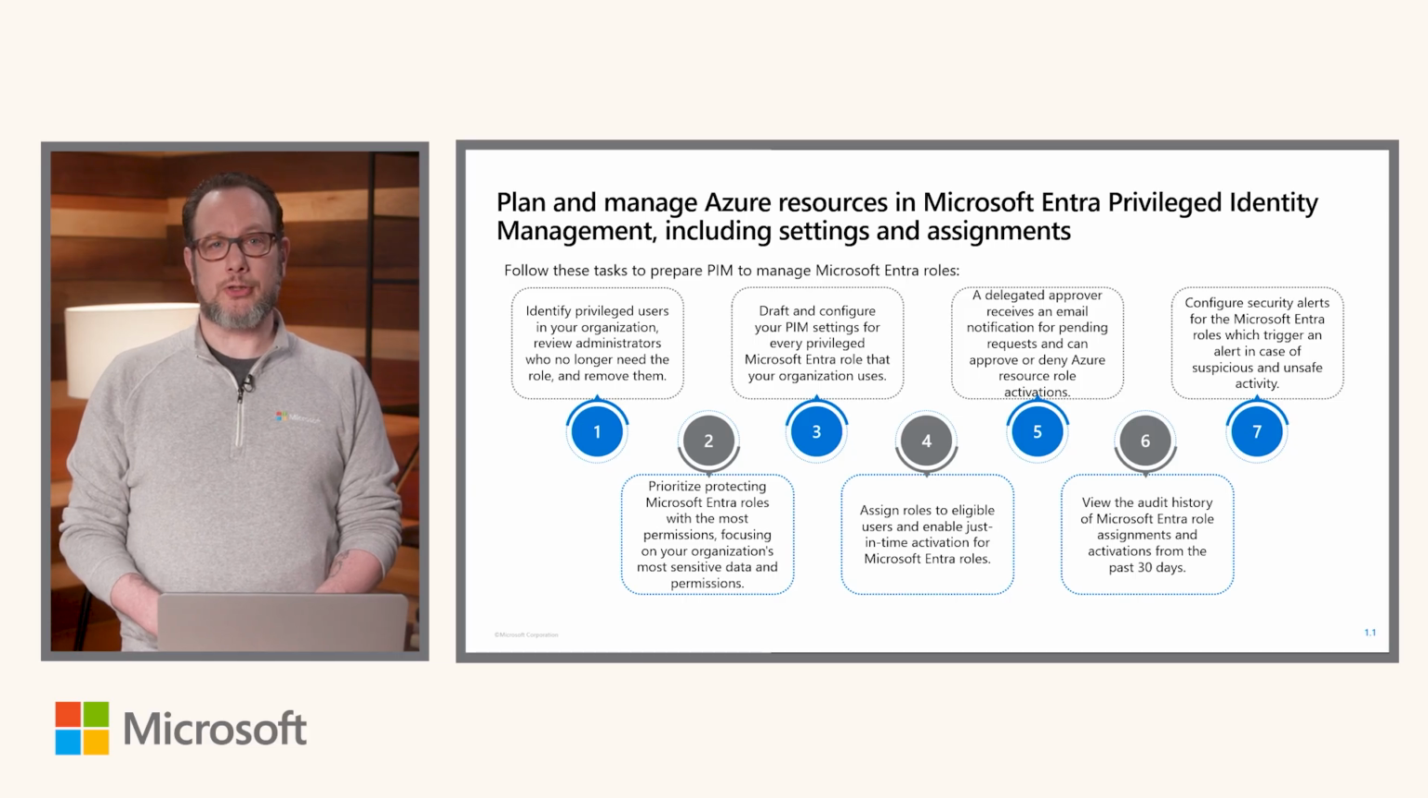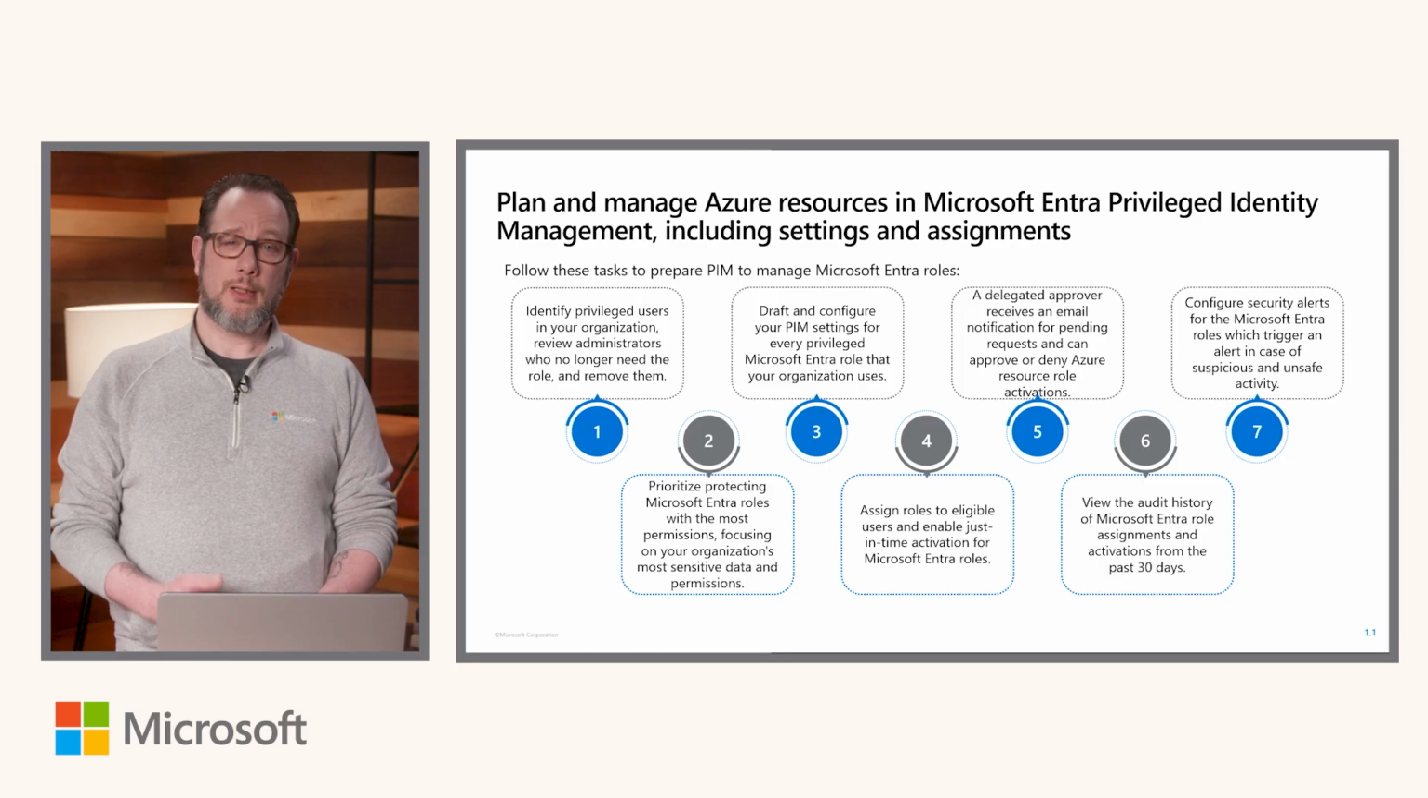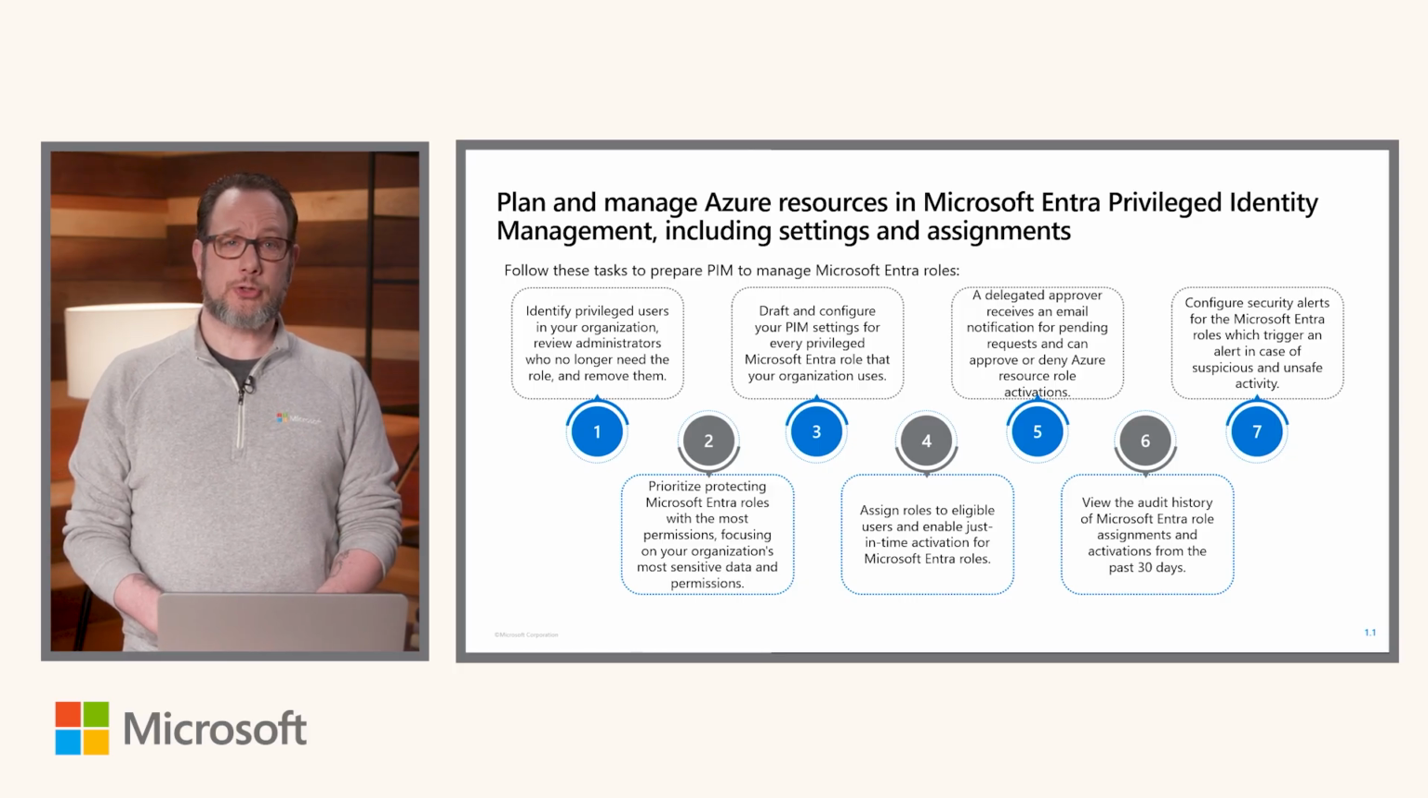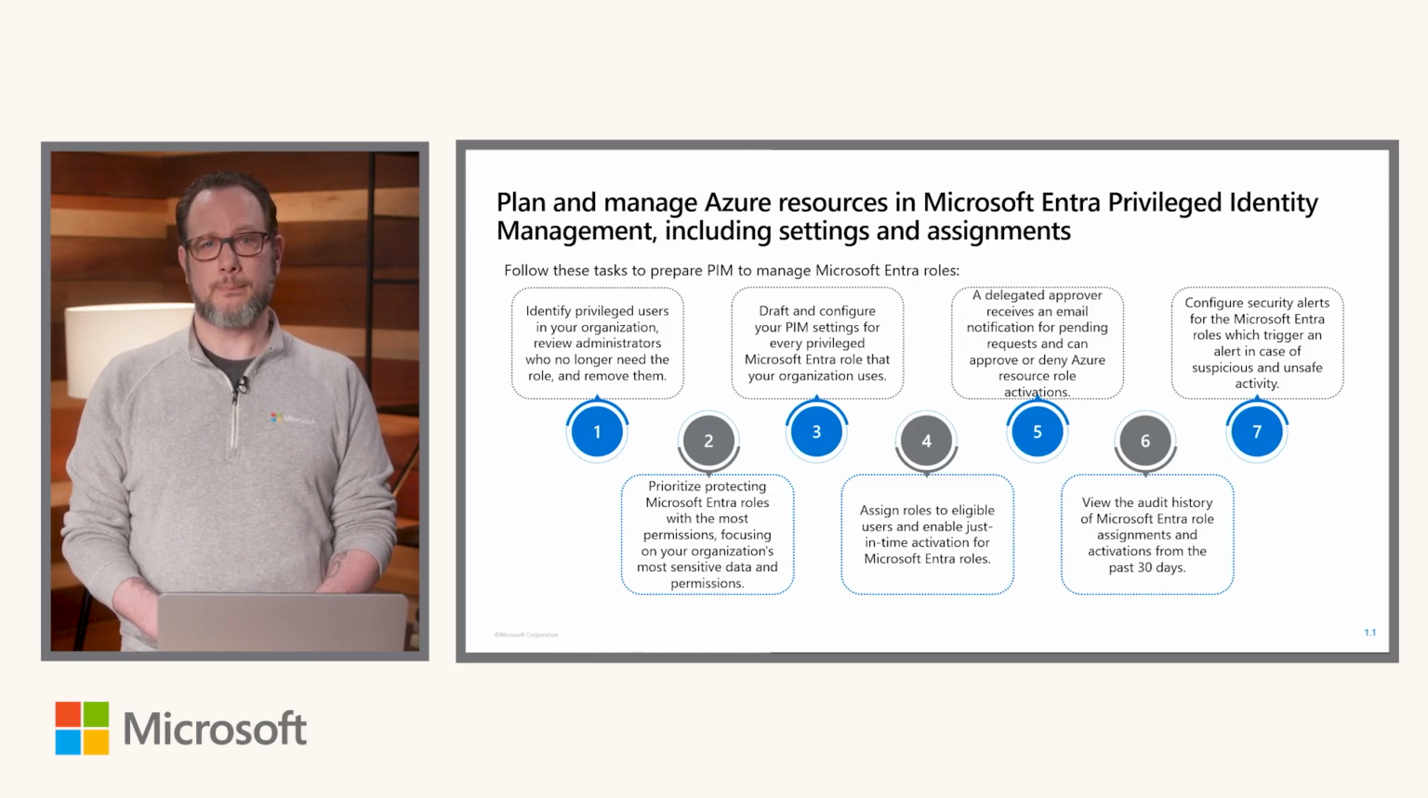Managing identity and access means enabling privileged identity management, or PIM. This slide highlights the different tasks to go through as part of your PIM planning cycle. Make sure you are familiar with the different tasks, but also the order in which those tasks are typically performed.